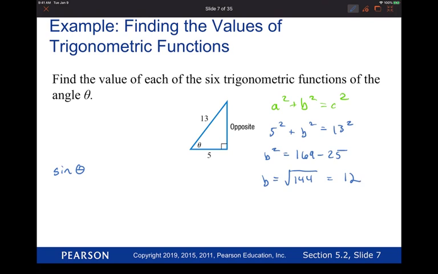So then if this side is 12, now we're ready to find the six trig functions. Sine of theta is now going to be what? From SOHCAHTOA, 12 over 13.